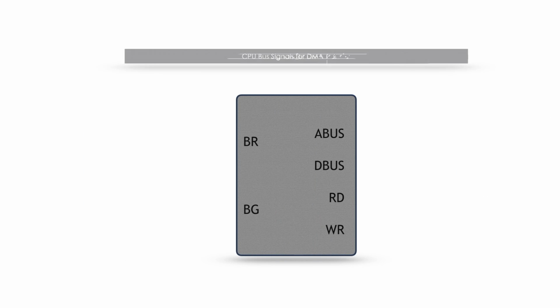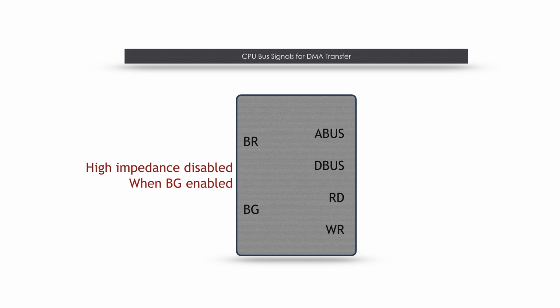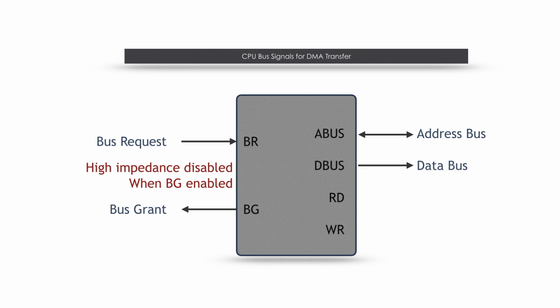The figure shows the CPU bus signal for DMA transfer. High impedance is disabled when BG is enabled. Now, this unit has two signals, bus request and bus grant, performed by the CPU. The permission is given by the CPU. On the other side, we have address bus and data bus, which are given permission to perform the data transfer. In the same way, read and write are the two operations performed.